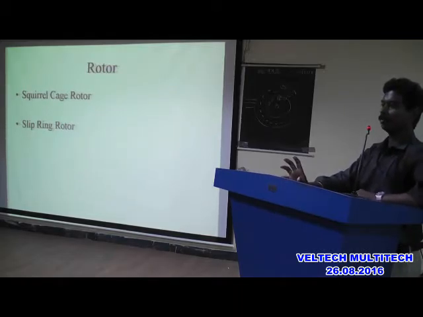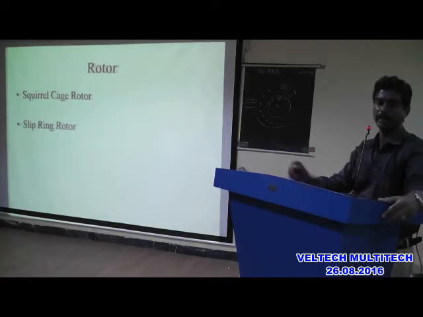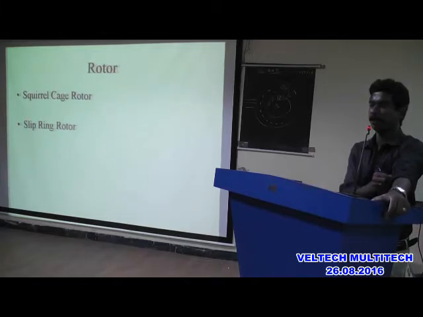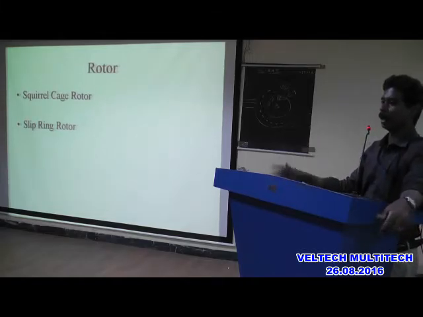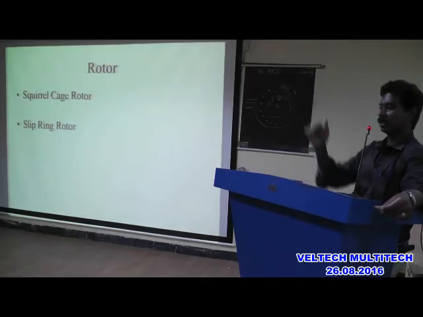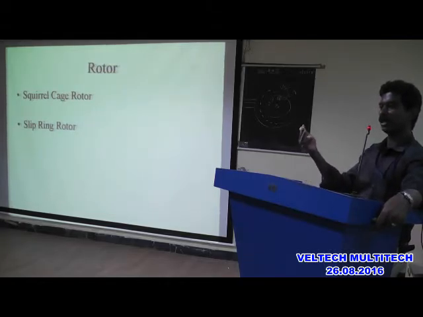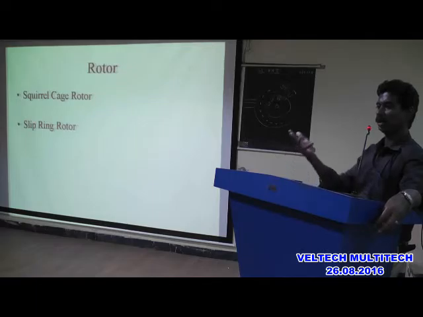So in slip ring induction motor, we have the actual winding. In squirrel cage induction motor also we have winding, but that winding is aluminium bar. So here actual copper winding we have. Okay, so we cannot access the rotor in case of squirrel cage induction motor. In squirrel cage induction motor, you cannot add additional resistance.